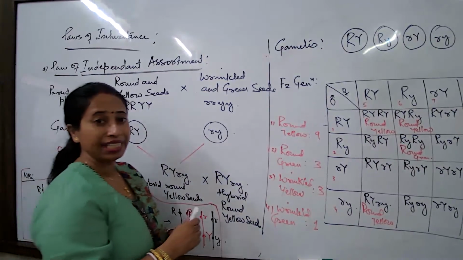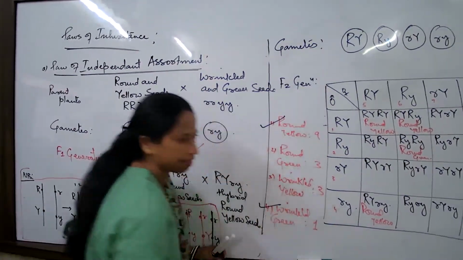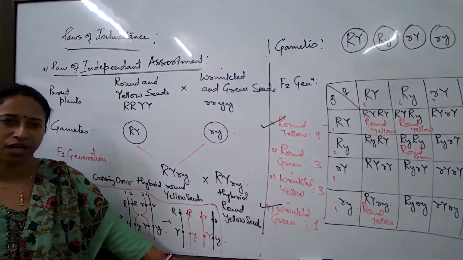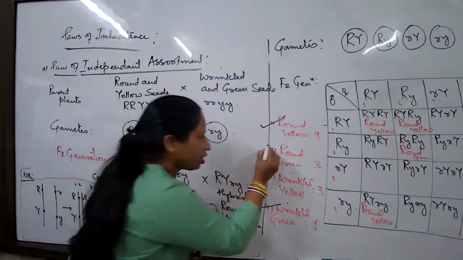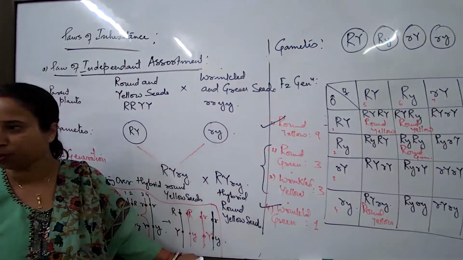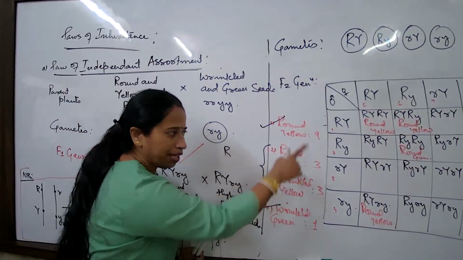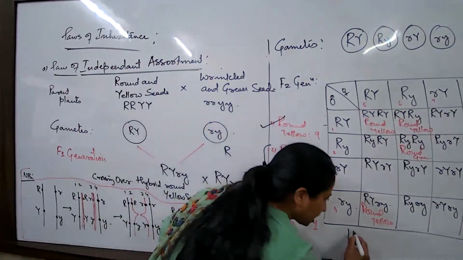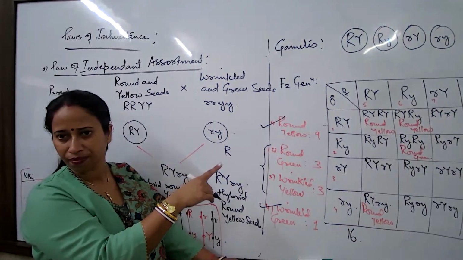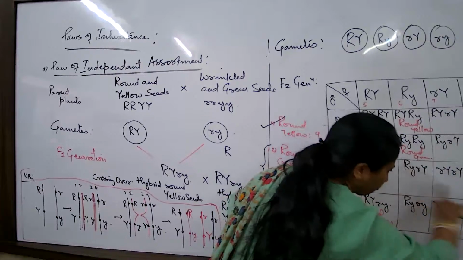Now which are the parental phenotypes? Round and yellow, wrinkled and green. These are the parental phenotypes. Yes or no? तो इसको क्या बोलेंगे? These are new combinations. जैसे मैंने पिछले क्वेश्चन में भी पूछा था, recombinants. How many recombinants? How many total plants are there? 16. है कि नहीं? 16 plants है ना? 4, 4, 4, 4.